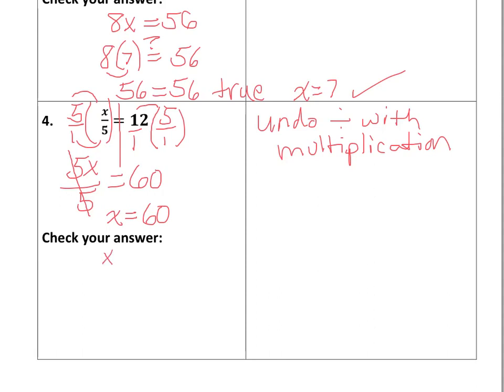Let's check our answer. Go to the original equation. X divided by 5 equals 12. Substitute 60 in for x. See what we get. And again, we're asking ourselves a question. Do we have equality? Does 60 divided by 5 equal 12? It does. 12 does equal 12, and I've checked my answer.